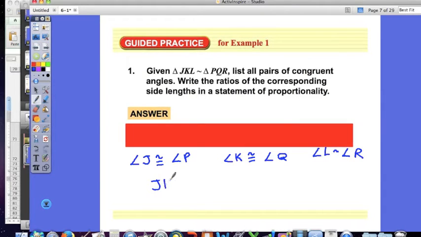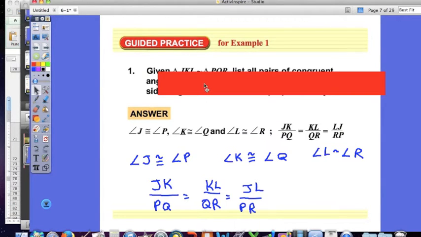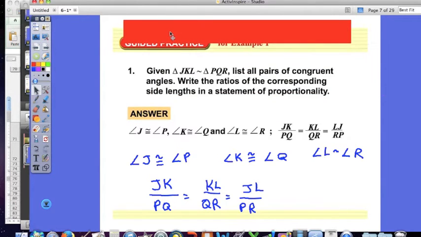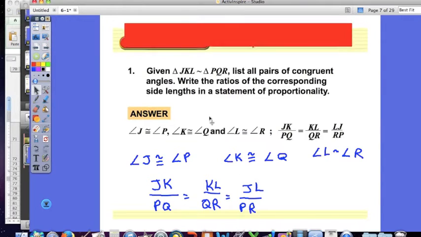And JK over PQ, that ratio is going to be equal to KL over QR, which is going to be equal to the ratio of JL to PR. Okay, and the last one I changed the order, but that works.